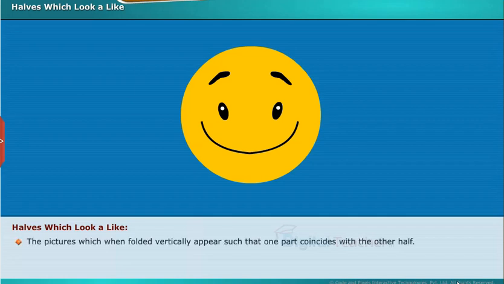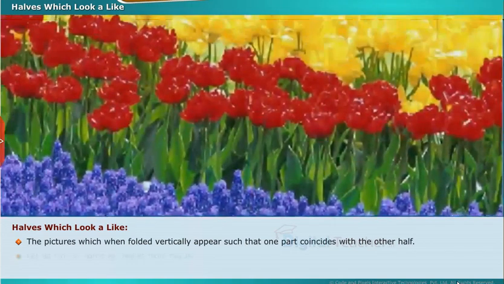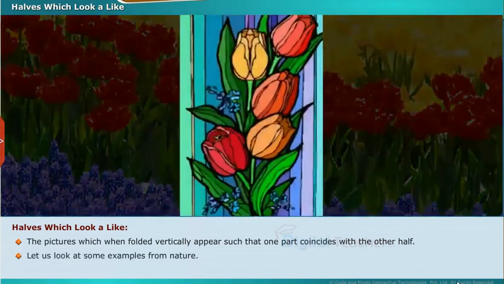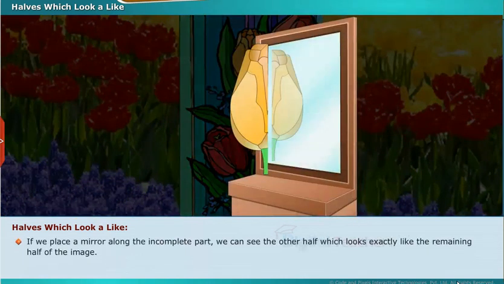The pictures which when folded vertically appear such that one part coincides with the other half. Let us look at some examples from nature. If we place a mirror along the incomplete part, we can see the other half which looks exactly like the remaining half of the image.